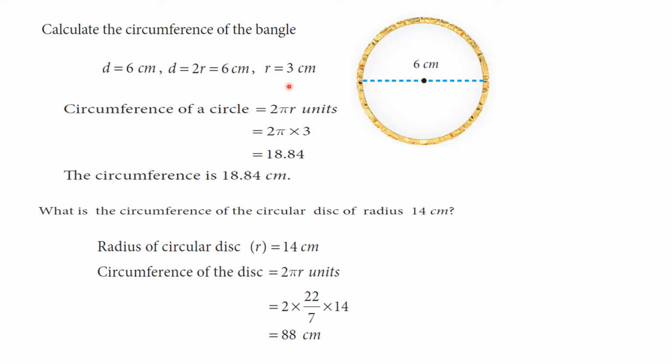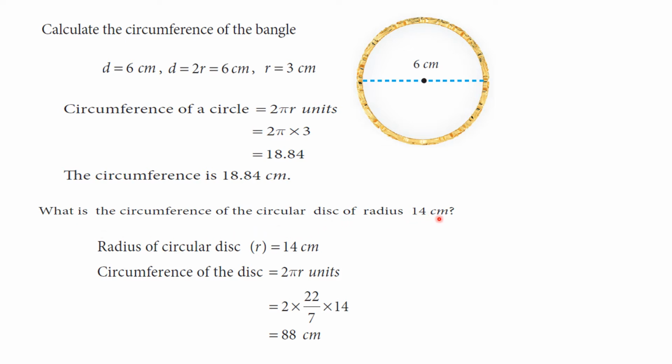So circumference of a circle C equal to 2 pi r. So 2 pi into 3, pi value 22 by 7, or you put it as 3.14. So if you multiply all, 2 into 3.14 into 3, you get 18.84 centimeter. Next, what is the circumference of the circular disc of radius 14 centimeter?